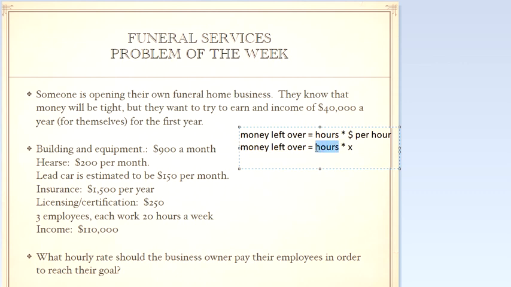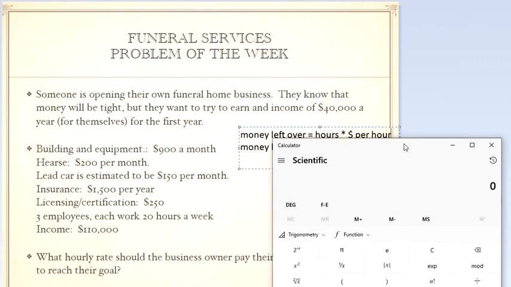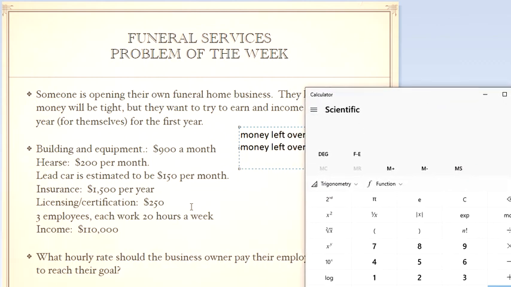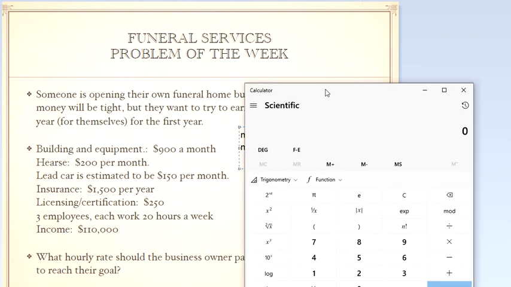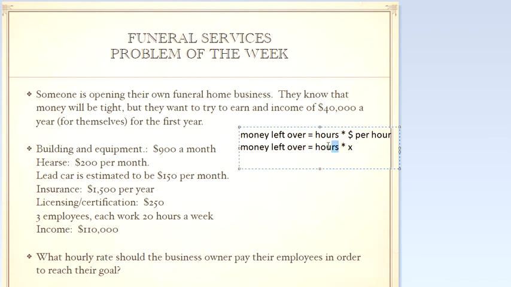You can calculate the total number of hours for the year for the employees. Okay, because it says down here that there are 3 employees, and they each work 20 hours a week. So I'm going to multiply that by 20, and then there are 52 weeks in a year. So there are 3,120 hours. I've given you the number here. 3,120 goes here. So plug in the money left over in here and then solve that equation for X.